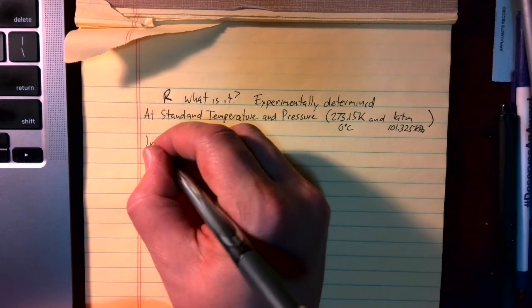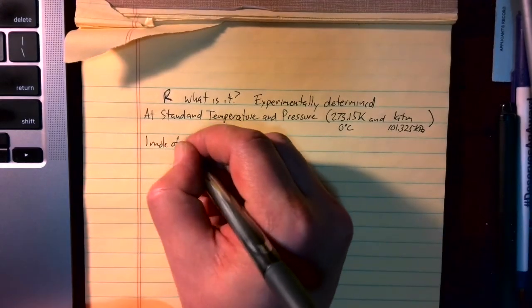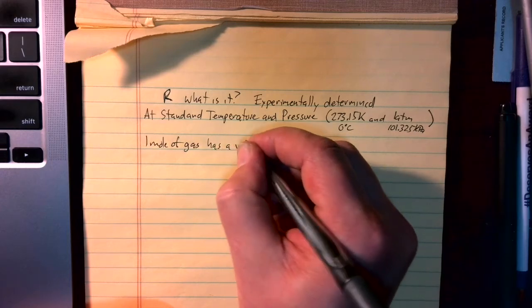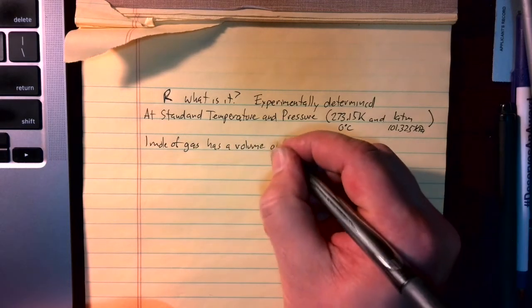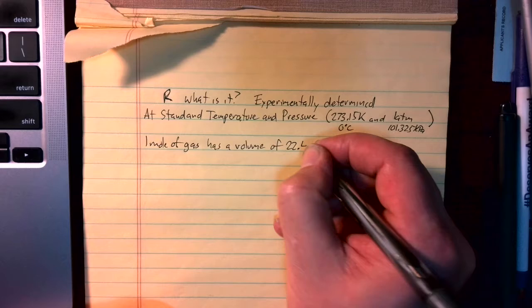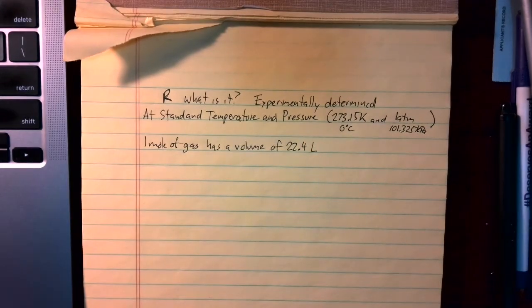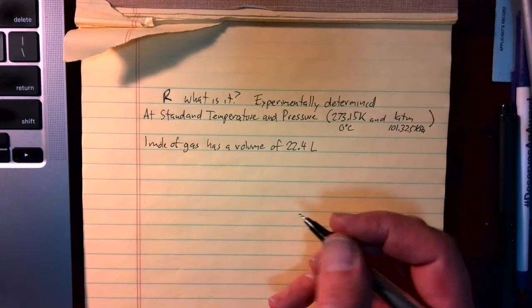1 mole of gas has a volume of 22.4 liters. And that's just true. It doesn't matter what gas it is. Every gas works this way as long as it behaves ideally. And so we can use that relationship.